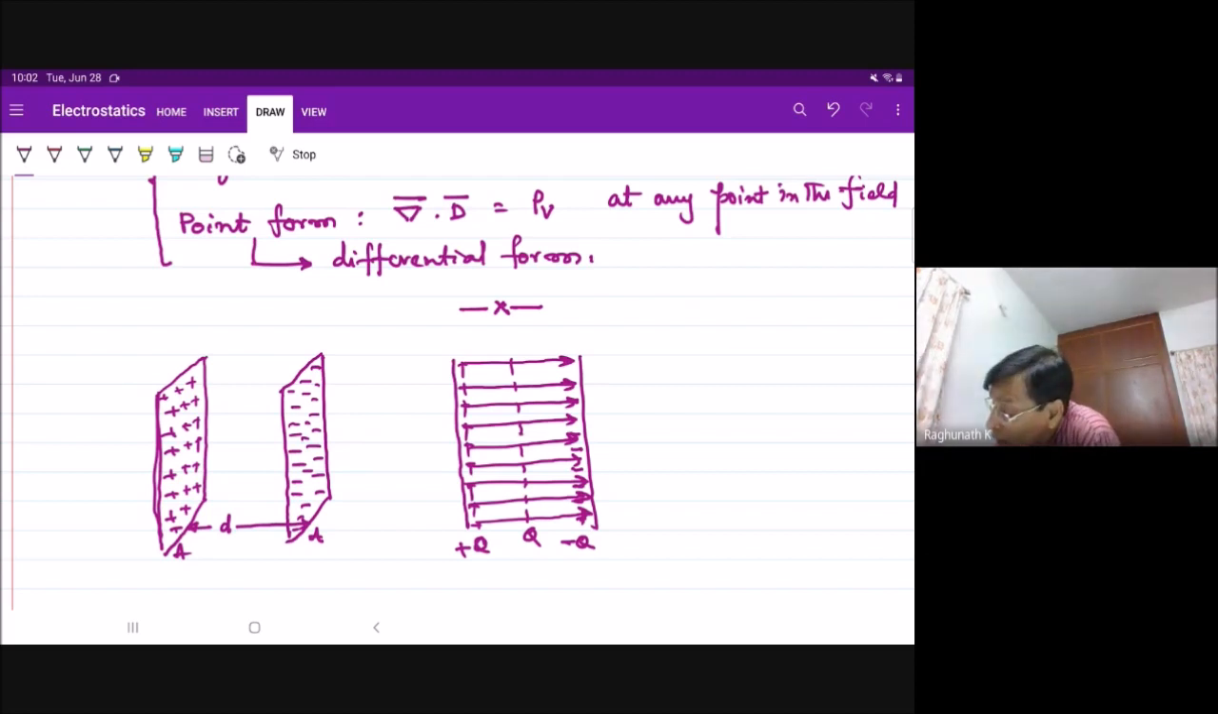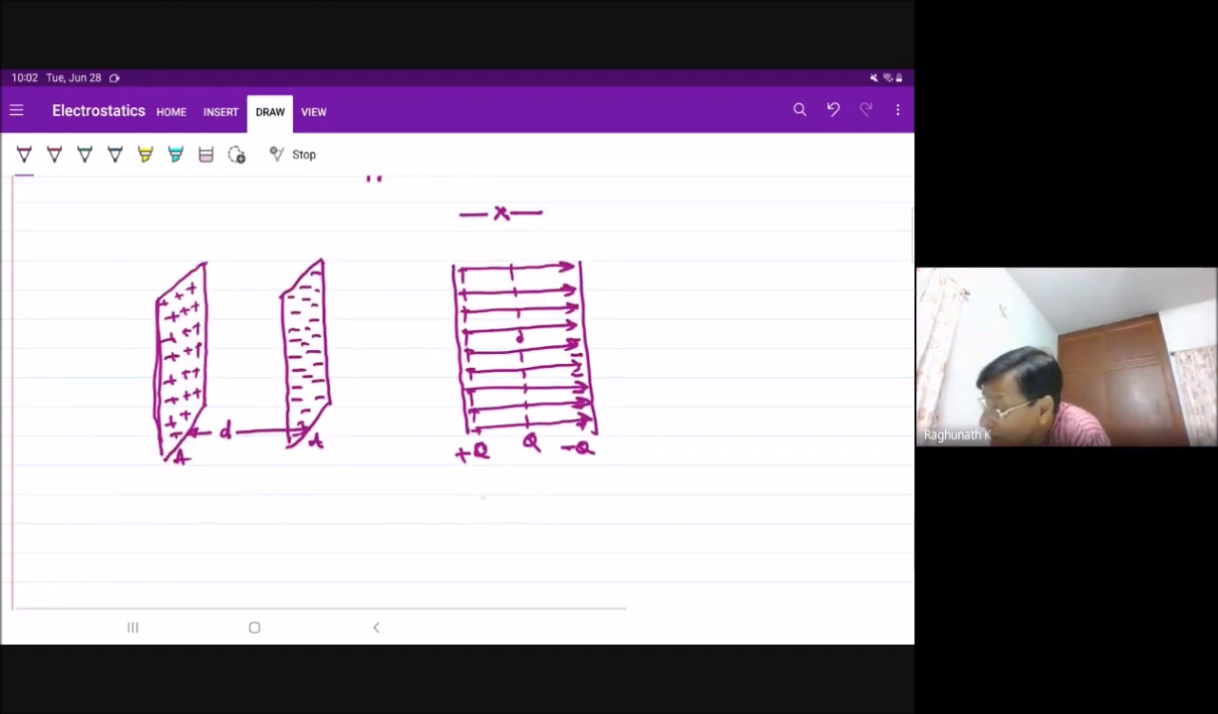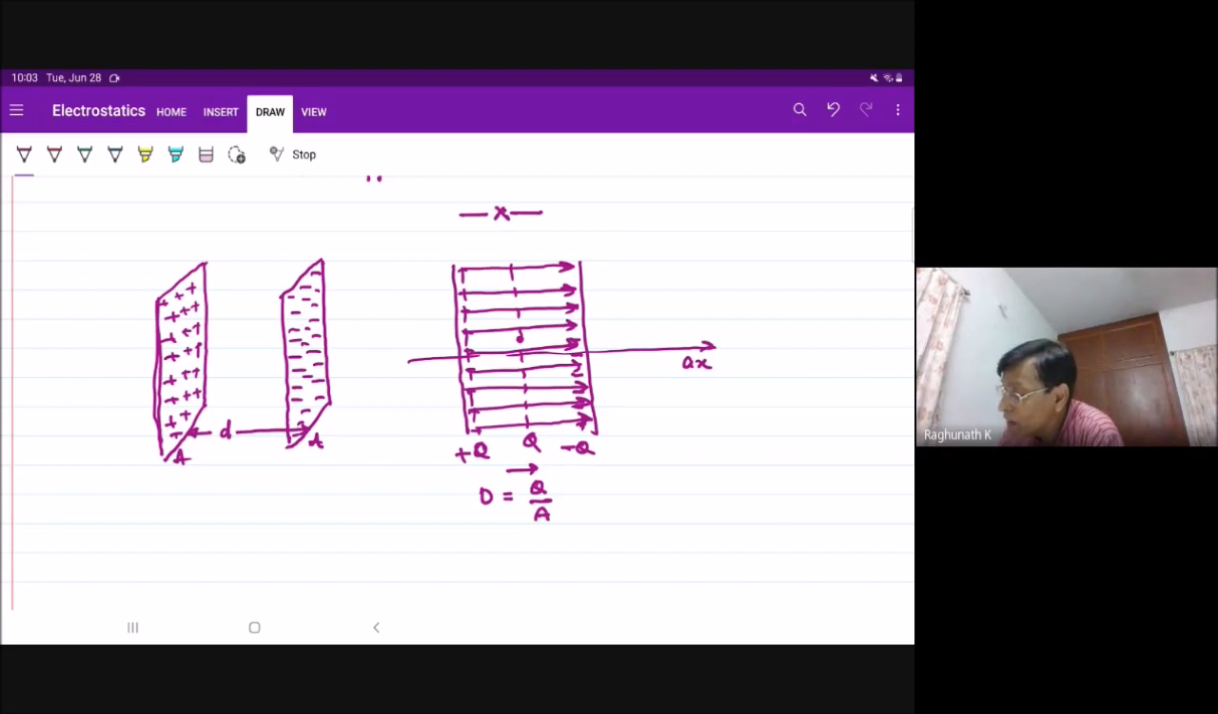At any point, if I want to determine the electric field intensity, I want to consider a plane perpendicular to these lines and calculate the flux density. What is flux density? D, to the right, is Q by A. Correct? Any doubt? D is equal to Q by A. Please see this. And what is E? Here, if this is plus a_x, D bar is equal to D a_x, and E bar is equal to Q by A epsilon a_x.